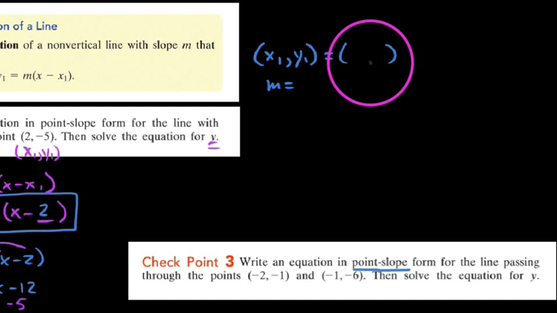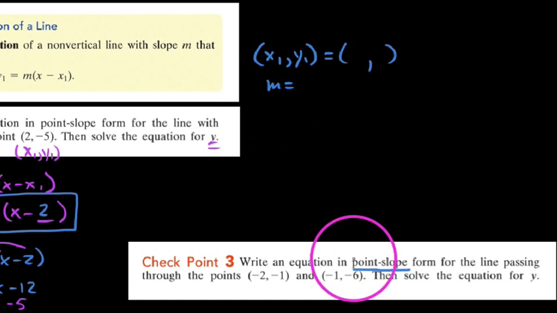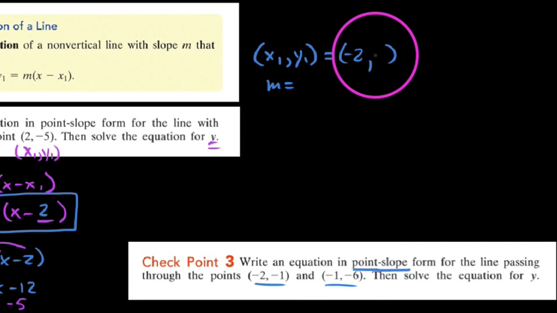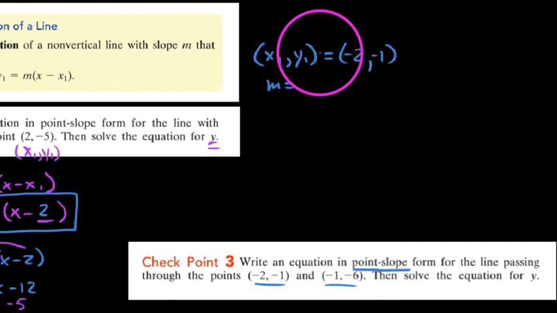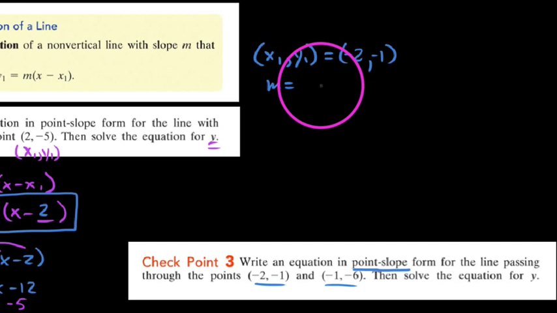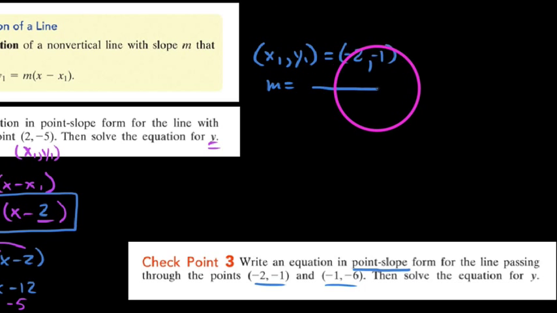So in terms of x1, y1, here's the cool thing about it. x1, y1 represents some fixed point on the graph, and I could use either of these points. I just need one of the points on our graph. Because the magnitude of the values in (-2, -1) is a little bit less than (-1, -6), I'm going to use this as my x1, y1. Now as far as the slope is concerned, this is something that we still haven't determined, so we're going to need to go find it.